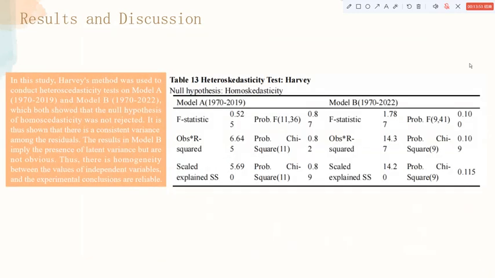After the ARDL, we tested heteroscedasticity on the two models, which both showed that the null hypothesis of homoscedasticity was not rejected. It is thus shown that there is a constant variance among the residuals. The results in model B imply the presence of latent variance, but it is not obvious. Thus, there is homogeneity between the values of independent variables, and the experimental conclusions are reliable.